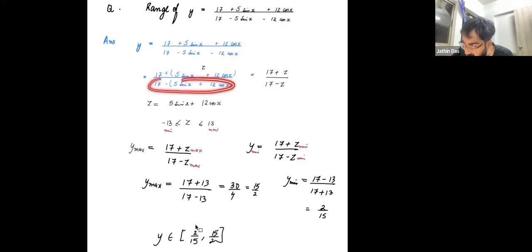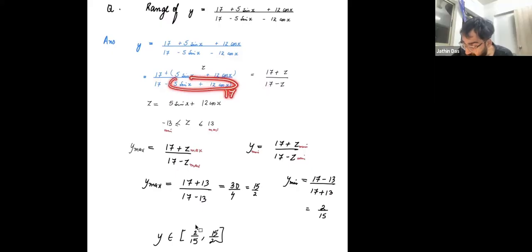The denominator cannot be zero. First of all, that means if this term is 17, there is a problem. 17 minus 17 is 0, undefined. But see, what is the range of this? Minus 13 to 13. It can never be 17. You'll have to think about this aspect also, always.